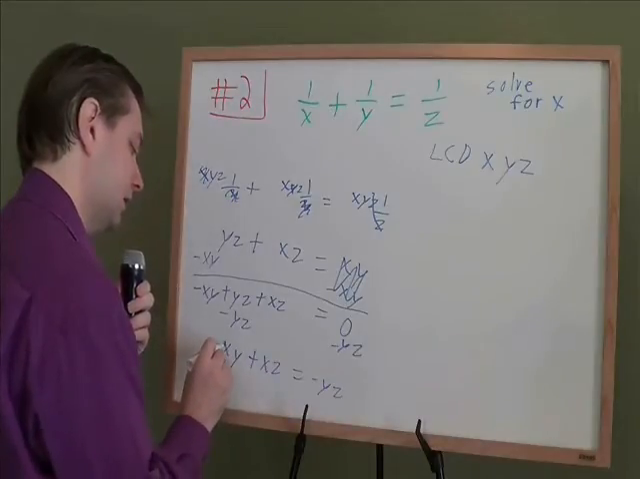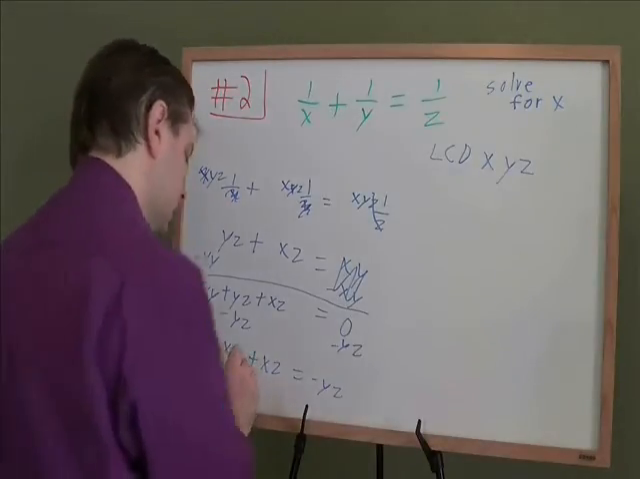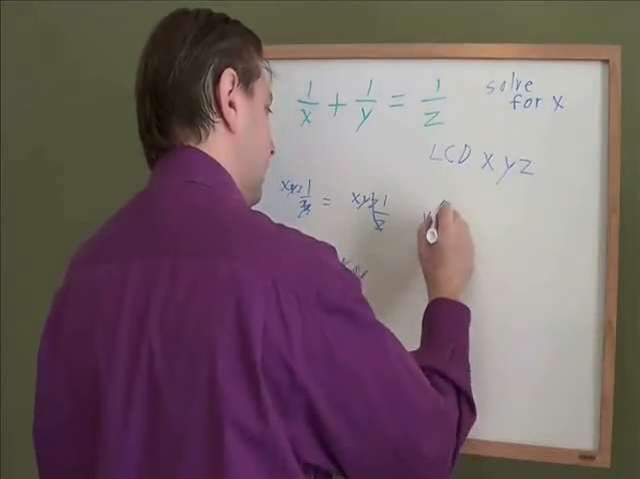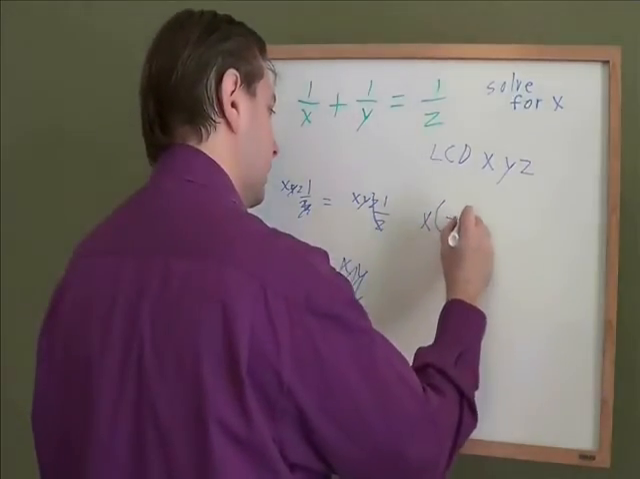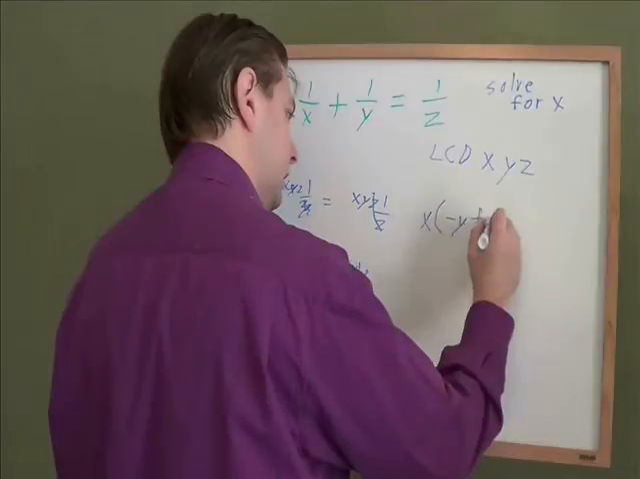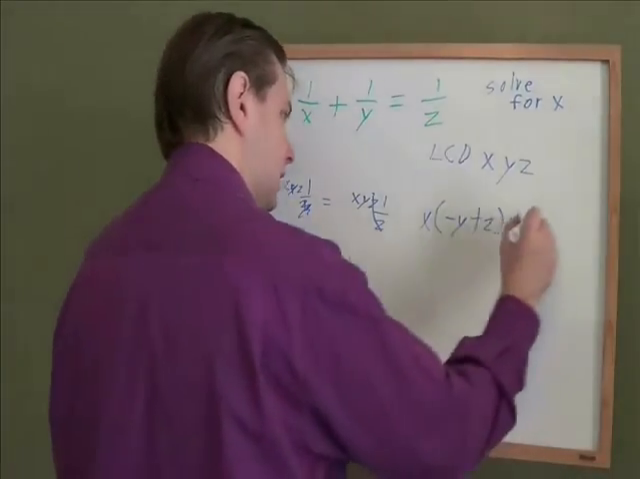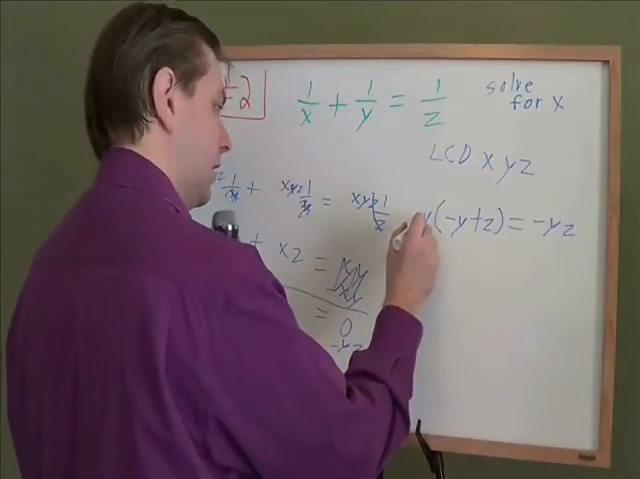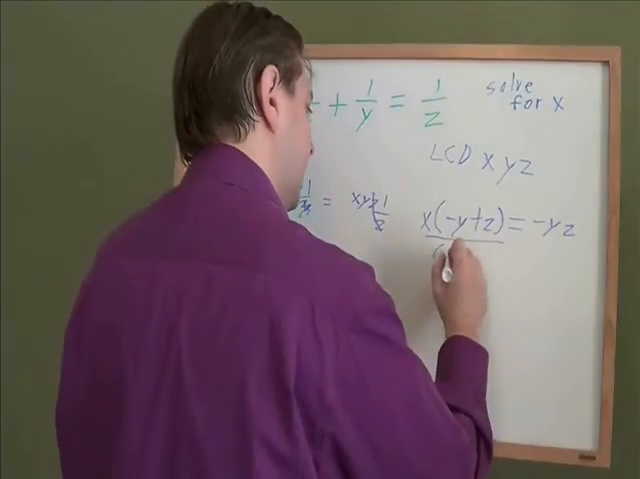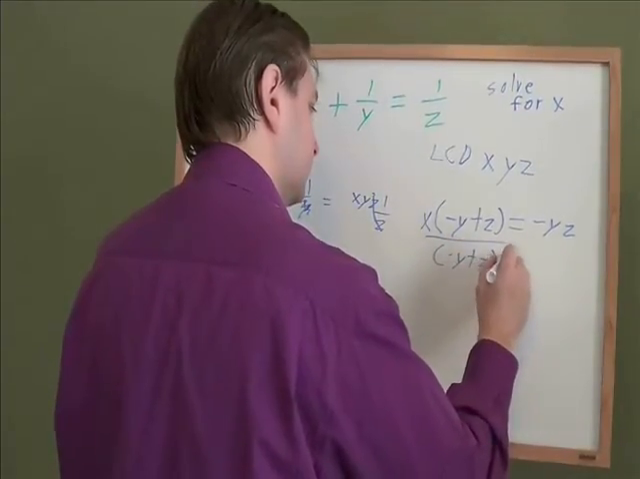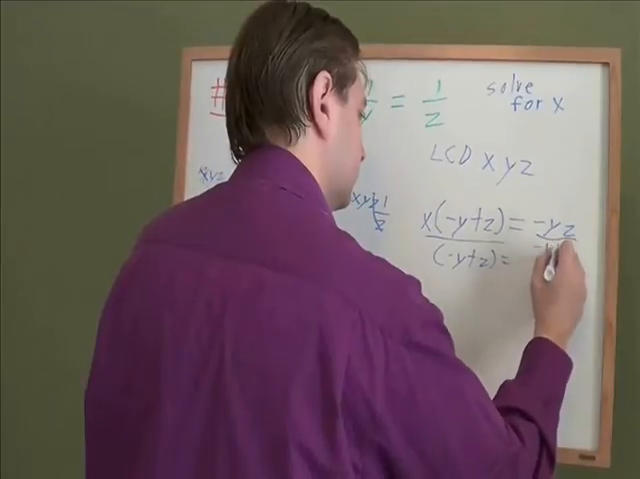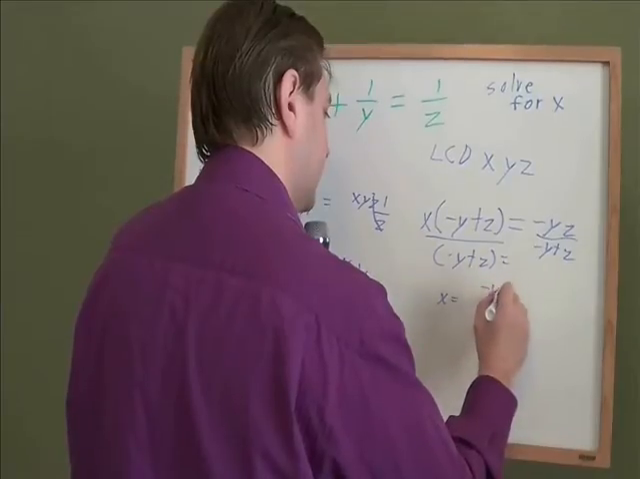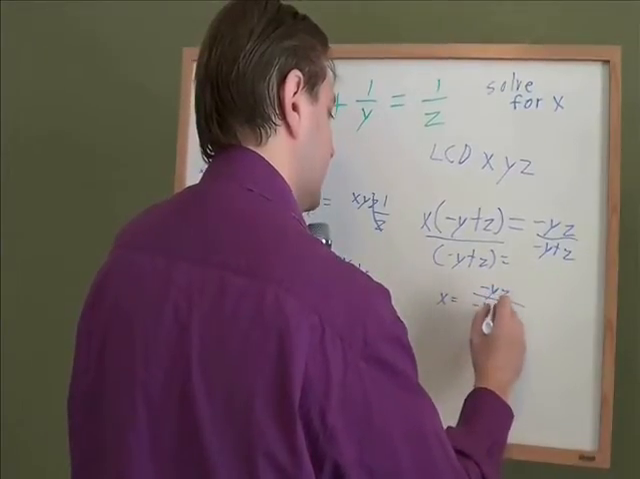And what we want to do from there is factor the x out. If we have negative xy plus xz, we can factor the x out. That leaves negative y plus z. And the right side stays the same, negative yz. Last step in getting x by itself, whenever you have x times something, you divide by that something. So we have x equals the fraction negative yz over negative y plus z.